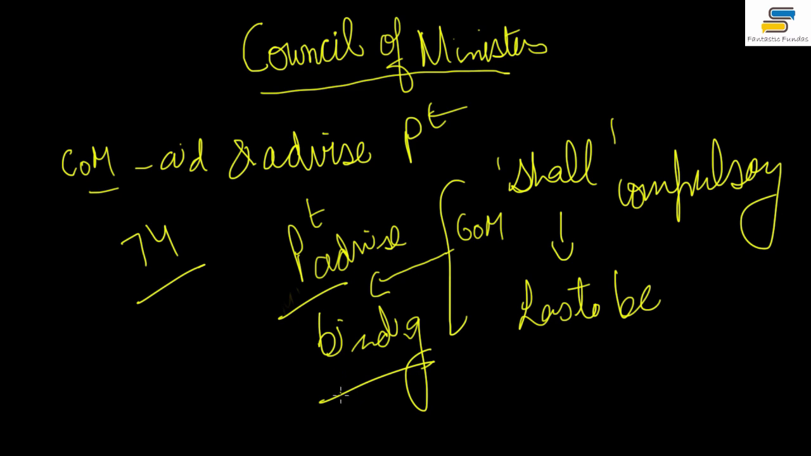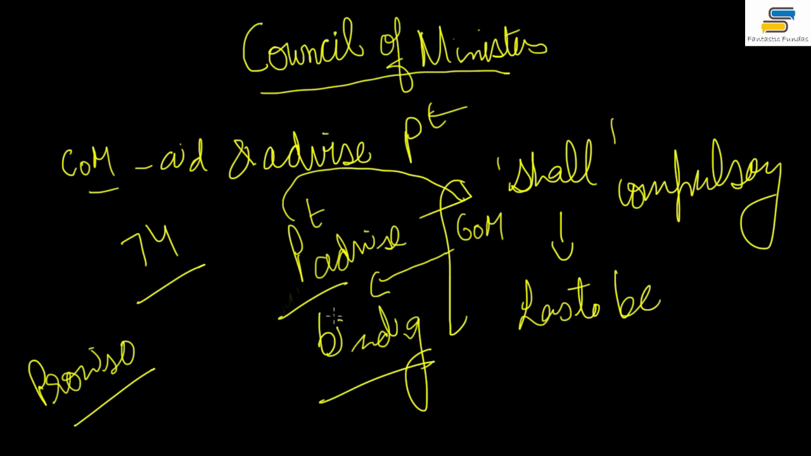If you read 74 clause 1 further, it says 'provided', that means there is a proviso clause, which says that the President may send the advice given by the Council of Ministers back to the Council of Ministers for reconsideration. But if the Council of Ministers gives this advice back to the President, then he has to agree to it. He then cannot resend it. This is what is written in 74 clause 1.